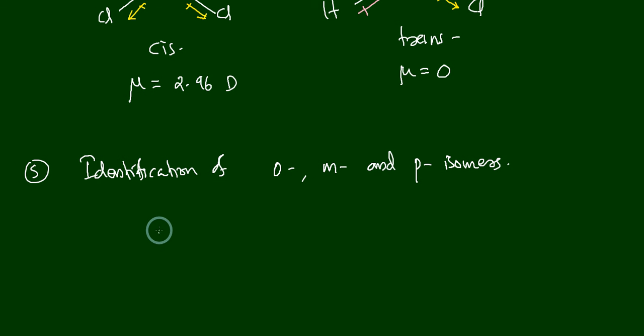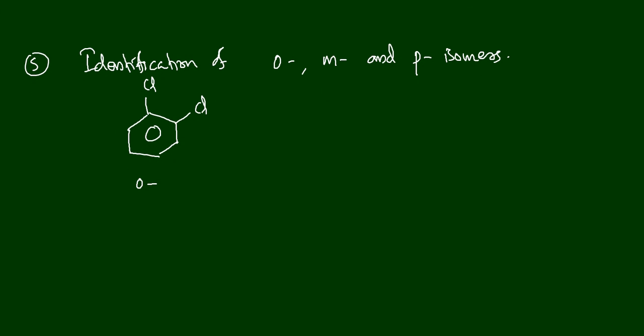The first one is ortho dichlorobenzene, this one. This is benzene, and the two chlorine atoms are at ortho positions to each other. So this is chlorine and this is chlorine. This is the ortho isomer. And what about the next one?